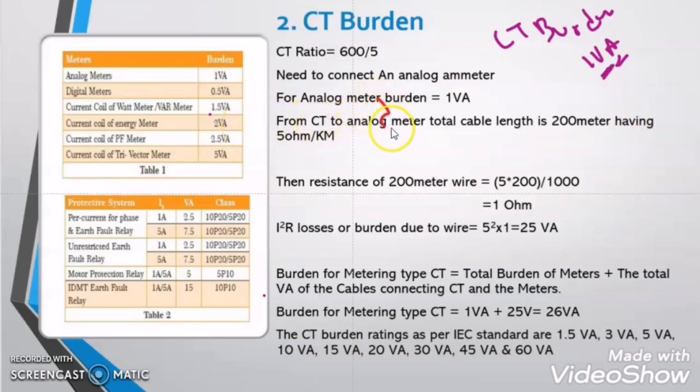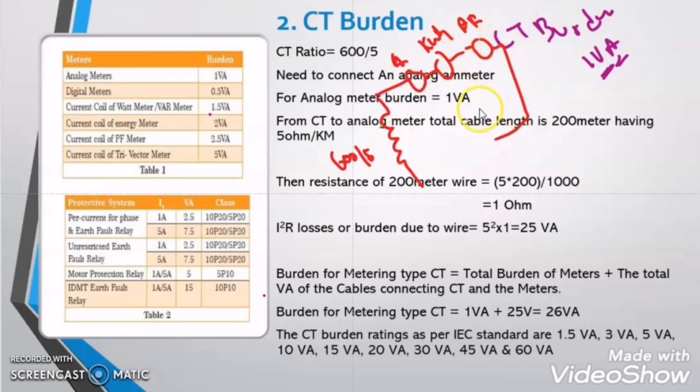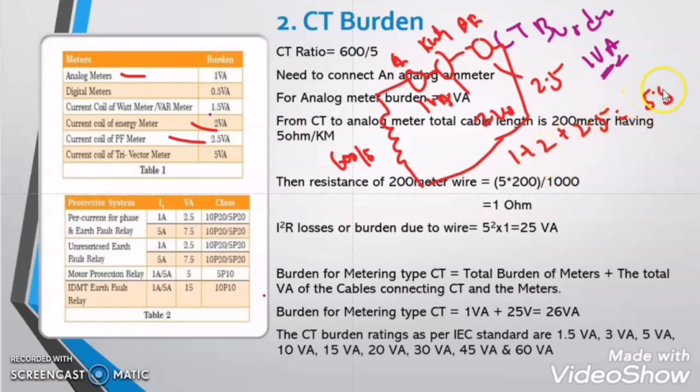Now suppose my plan is to connect with my CT of 600 by 5 CT ratio, 1 ammeter, 1 kWh meter and 1 power factor meter. This is my plan to connect with this CT. So what burden CT should I select? As per this chart, for the analog meter, the VA value is 1 VA. For the kWh meter, the VA value is 2 VA. For the power factor meter, the VA value is 2.5 VA. So we have to sum it. That is 1 plus 2 plus 2.5. It will come to 5.5 VA.